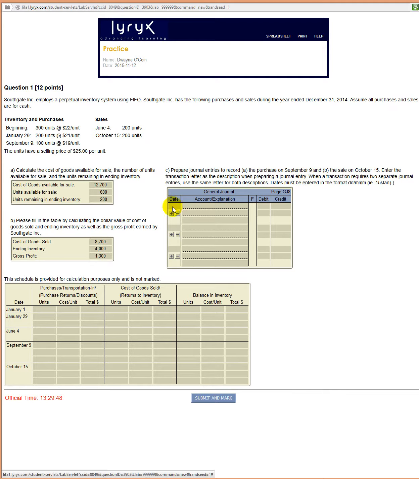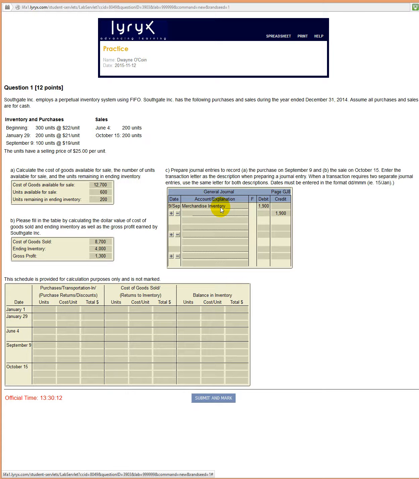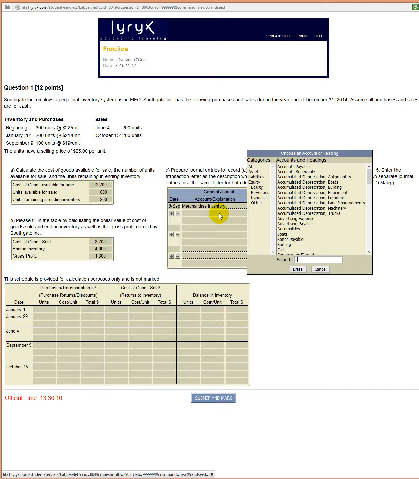So let's do the September 9th purchase first. Here we're recording the purchase on September the 9th. So we have 100 units at $19 each. And of course, that's the same value for both the debit and the credit. The debit goes to merchandise inventory, right there, and the credit goes to cash.